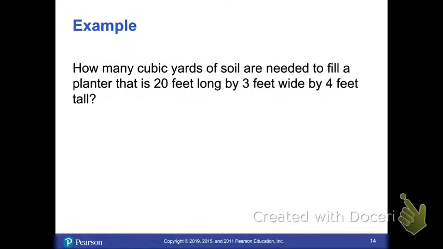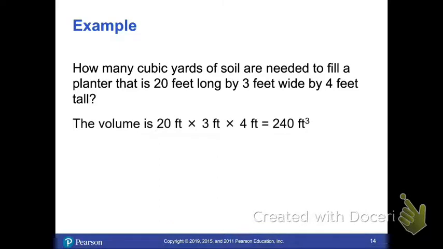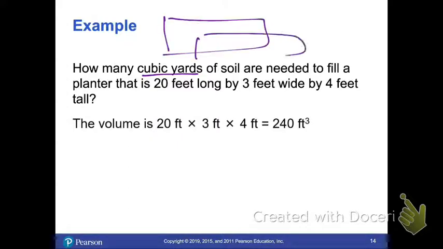So let's solve this one. How many cubic yards of soil are needed to fill a planter that is 20 feet long by 3 feet wide by 4 feet tall? So I got a planter. It's 20 feet long.